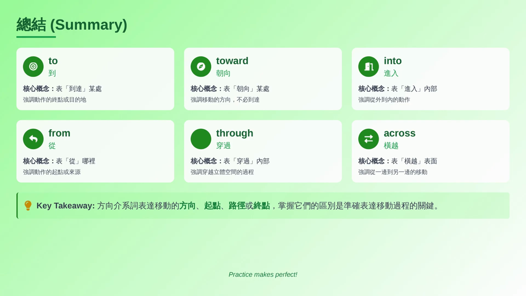Through, key concept: it indicates through something. It emphasizes the process of moving through a three-dimensional space. Across, key concept: it indicates across a surface. It emphasizes movement from one side to another. Key takeaway: directional prepositions express the direction, starting point, path, or destination of a movement. Understanding the differences between them is crucial for accurately expressing the process of movement.